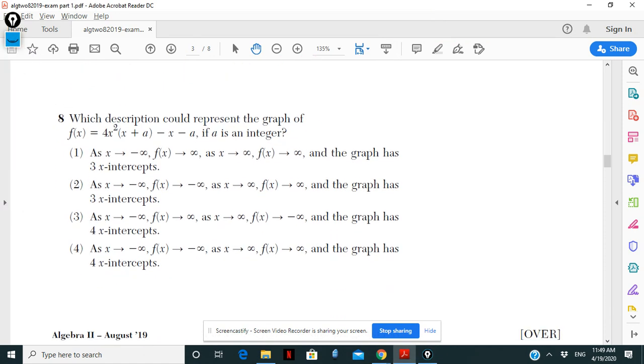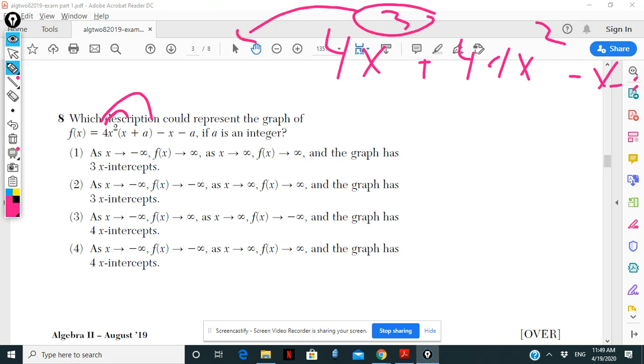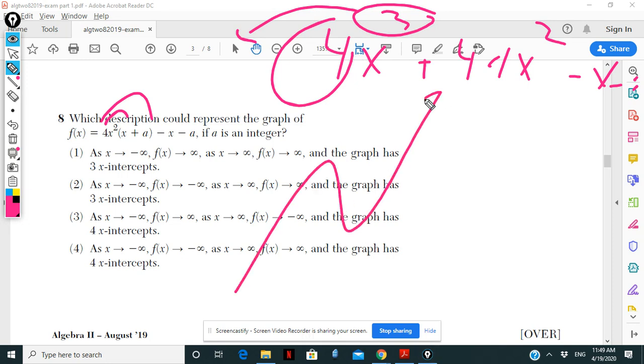Now, question number 4. He's giving me a function, so I have to know the function first. I'm going to distribute. So I have 4x cubed plus 4ax squared minus x minus a. So the degree is third degree, and here the coefficient is positive. So here is the cubic function.